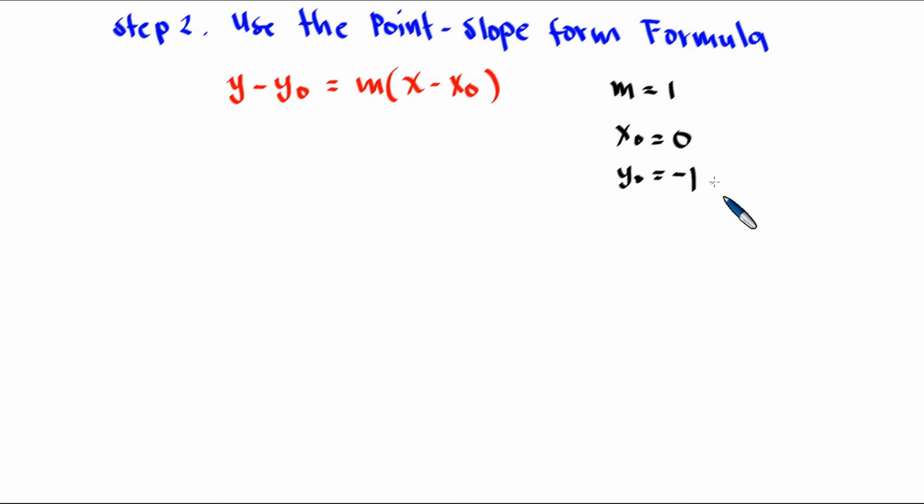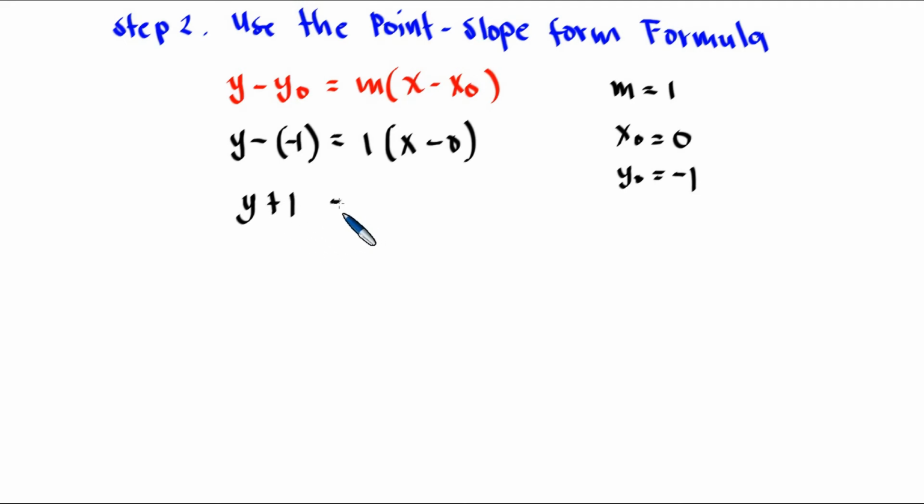So what we are going to do here is plug these values into our given formula. That gives us y minus the value of y sub 0, which is equal to negative 1, equal to the value of m, our slope, which is equal to 1, times x minus the value of x sub 0, which is equal to 0. Then simplifying this gives us y plus 1 equal to x.